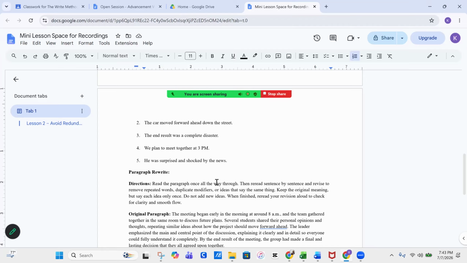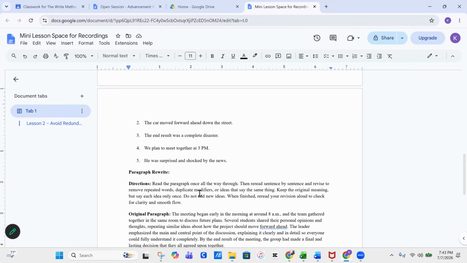So read the paragraph once all the way through, then reread sentence by sentence and revise to remove repeated words, duplicate modifiers. A modifier is a word, like an adjective, that changes a noun, or ideas that say the same thing. Now, a modifier can also be an adverb, if you're talking about, he walked slowly and like a sloth. Kind of redundant, right? Those are repeat modifiers, or ideas that say the same thing.